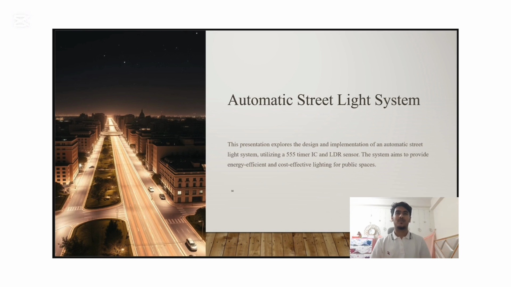Our project is about the automatic street light system. This presentation explores the design and implementation of an automatic street light system utilizing a 555 timer IC and LDR sensor. The system aims to provide energy efficient and cost effective lighting for public spaces.